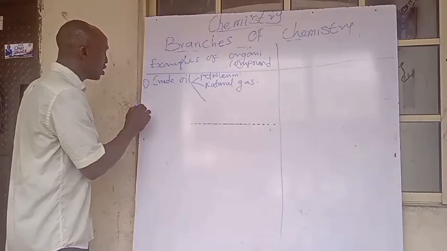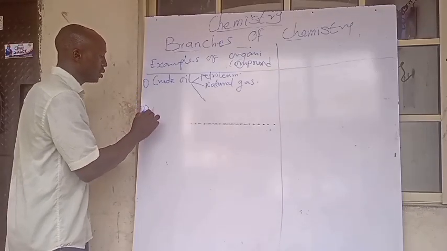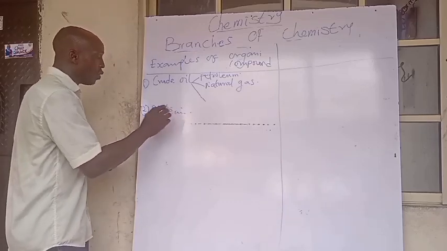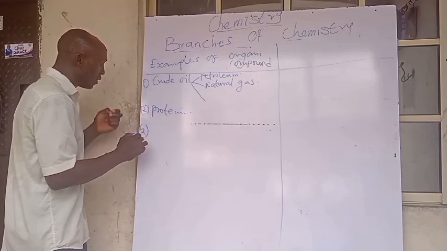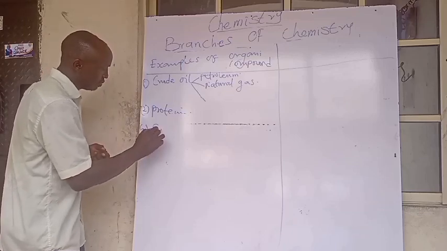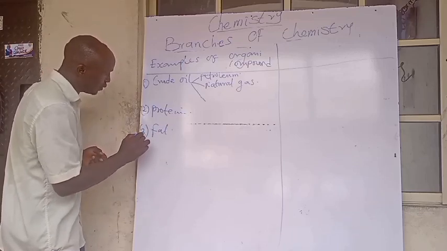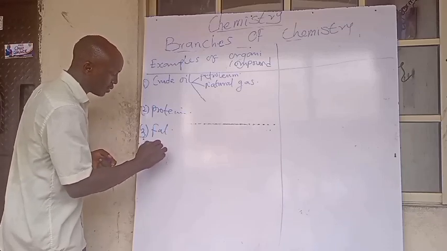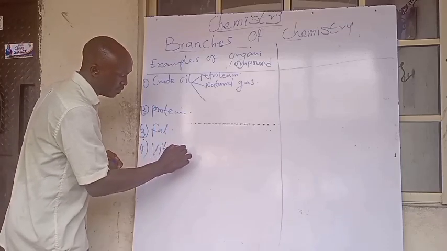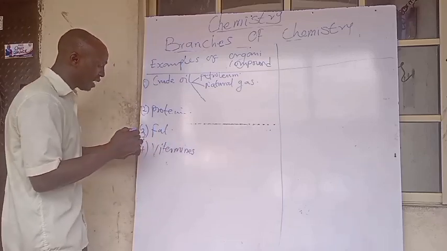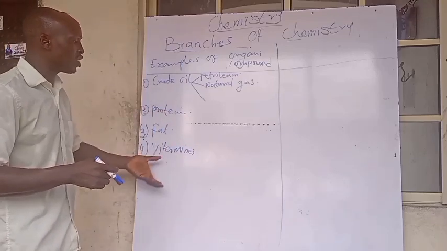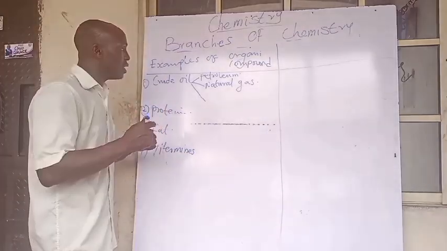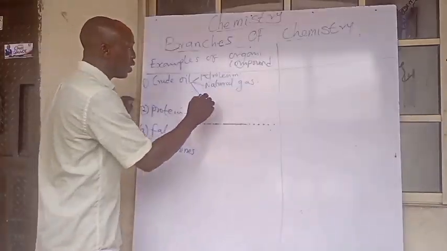Another example is our protein. Protein in our body. Another example we have is fats. We also have vitamins. You can see clearly that basically these compounds are gotten from living things.